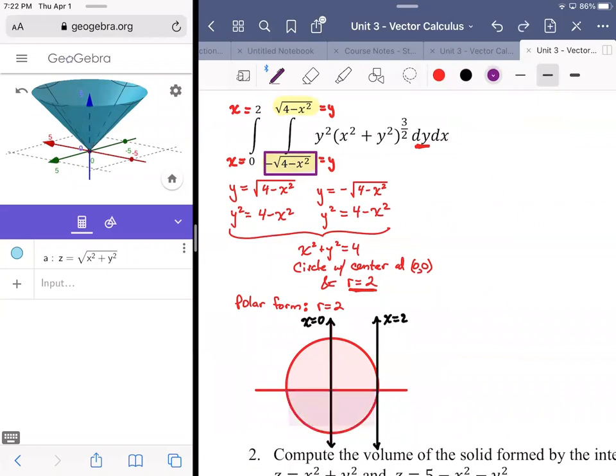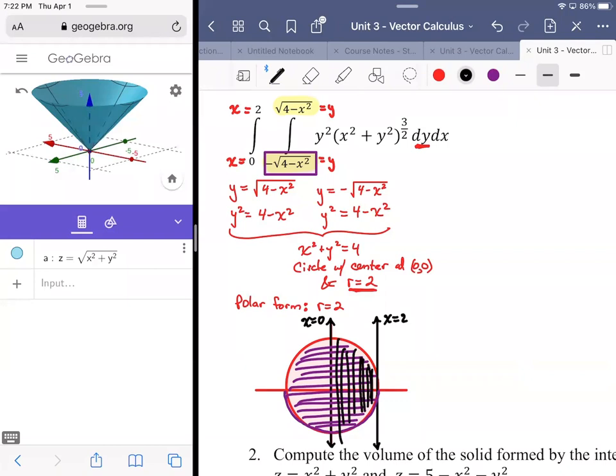I'll just do it that way. All right, so that bottom half of the circle. What it's saying is that we're filling this from bottom to top. And then once we've done that, we're cordoning it off so that we're only going from x equals 0 to x equals 2. So we're only talking about this part of the circle, the one that's double shaded.